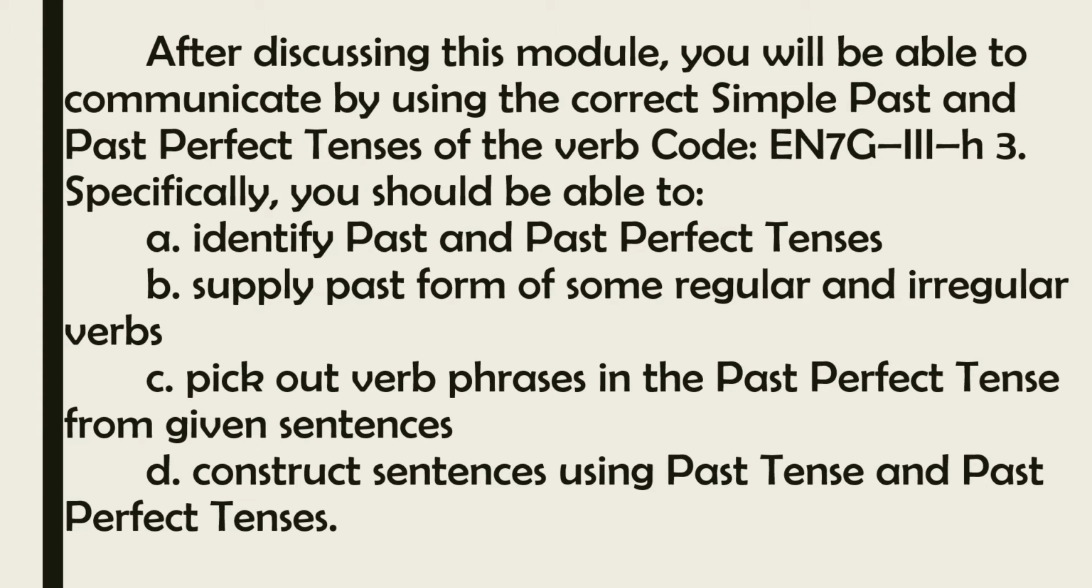So after discussing this module, you will be able to communicate by using the correct simple past and past perfect tenses of the verb. Specifically, you should be able to: A. Identify past and past perfect tense. B. Supply past form of some regular and irregular verbs. C. Pick out verb phrases in the past perfect tense from the given sentences. And D. Construct sentences using past tense and past perfect tenses. So this will be our guide as we go on to our discussion this morning.